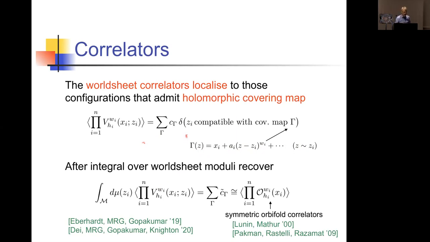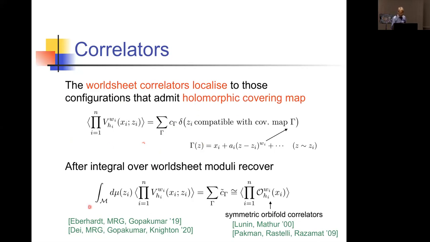So as a consequence, this becomes a sum. And then you can easily do the modular integral that you are instructed to do in string theory. And out of this modular integral, you just pick up a sum over all the holomorphic covering maps. And in fact, that's one way in which you can calculate symmetric orbifold correlators according to the work of Lunin and Mathur. So in some sense, manifestly, you recover the structure of the symmetric orbifold correlators from the worldsheet perspective, but it hinges on the fact that these worldsheet correlators have this very remarkable localization property.